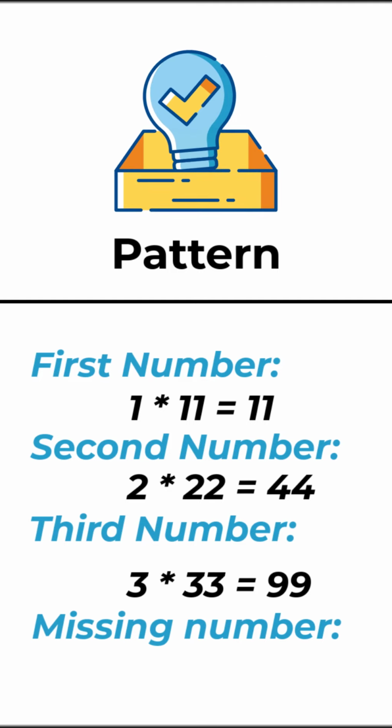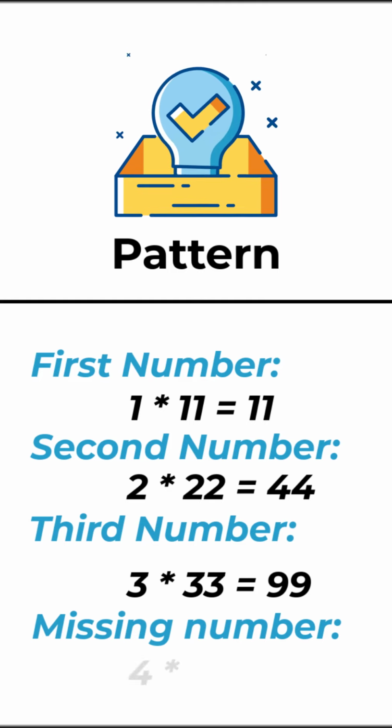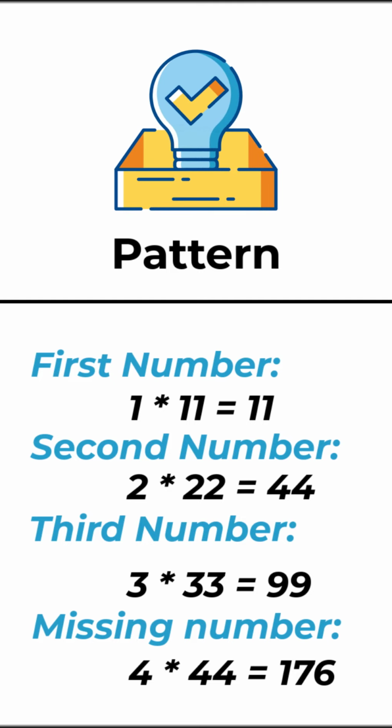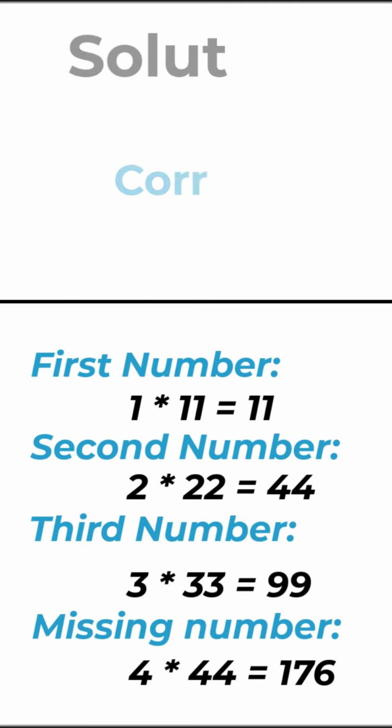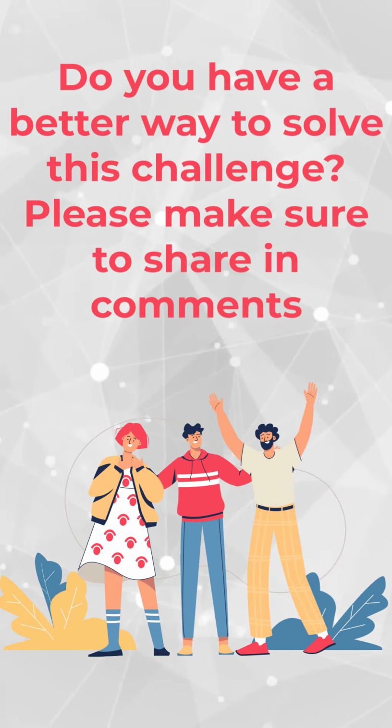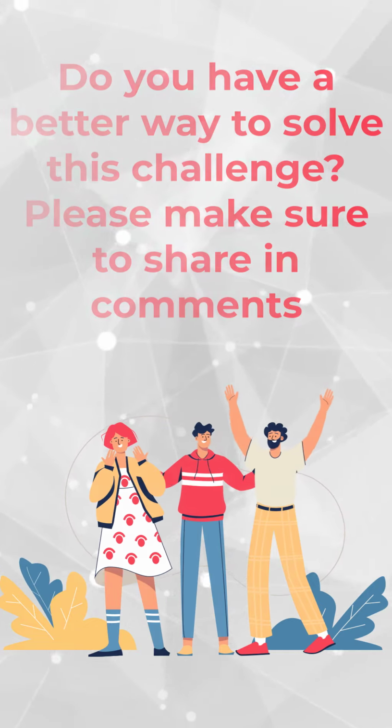So the missing number can be calculated as 4 multiplied by 44, which equals 176. So the correct choice here is choice D, 176. Hopefully you've nailed this question and now know how to answer similar problems on the test.